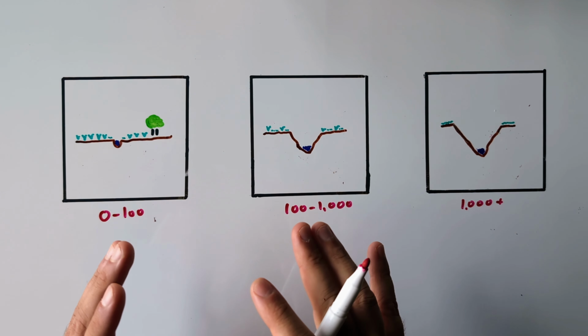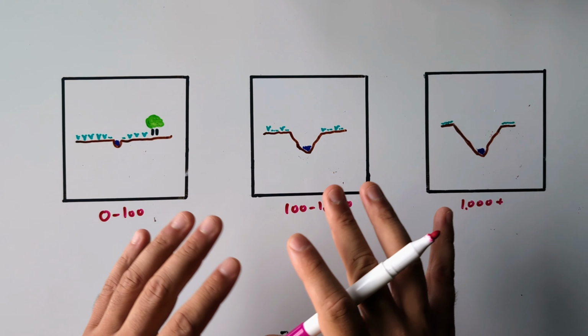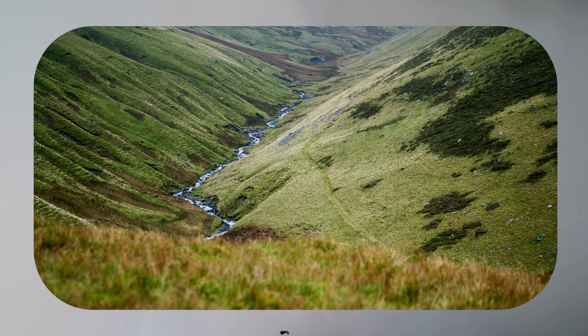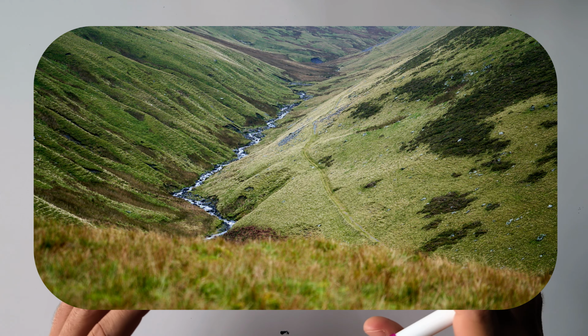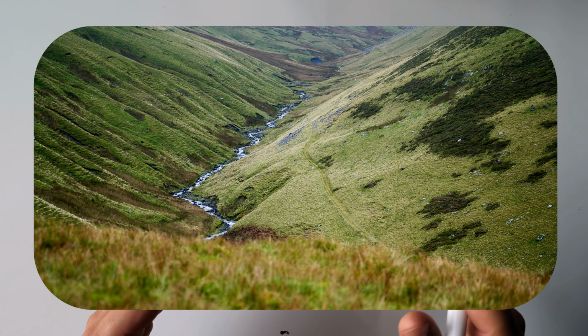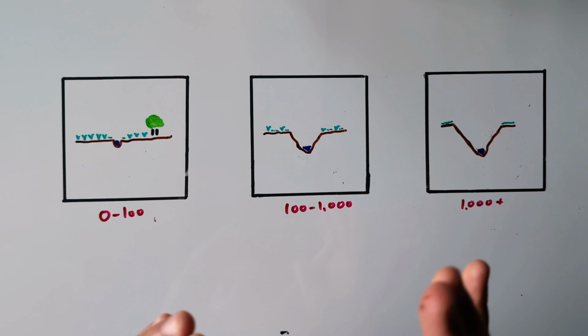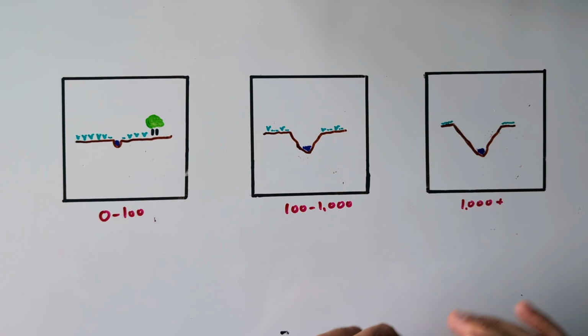Today we are tackling V-shaped valleys and interlocking spurs. Before we get stuck into it, let's just look at an example of a V-shaped valley. What you can see here is the steep sides of the valley, the relatively small river that runs through it because it's in the upper course, and then those interlocking spurs as well, which we'll talk about in a little bit.